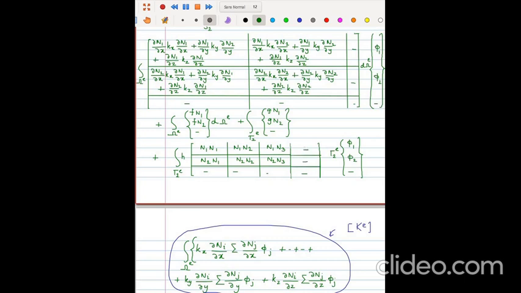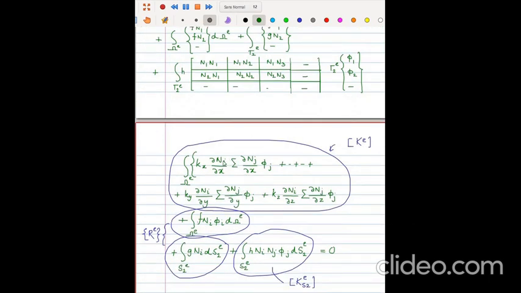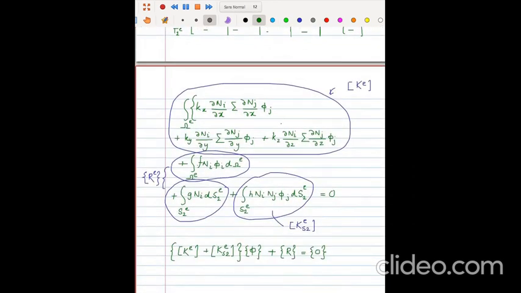So this is the correct one. Okay. So this is the first term. This is the matrix notation. In matrix notation, this one is in matrix notation, and this one is in indicial notation. So this matrix we call it KE, that is the element stiffness matrix.